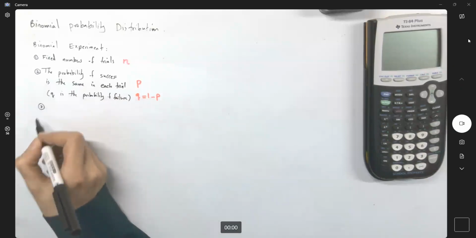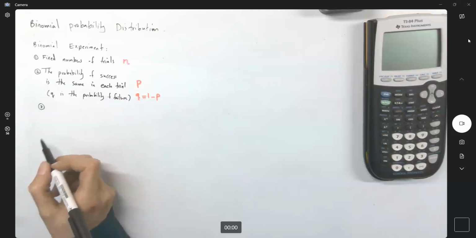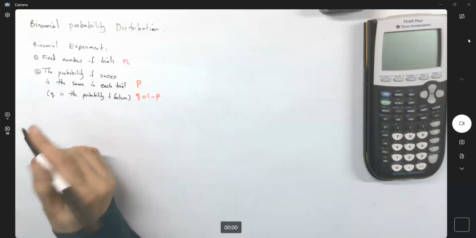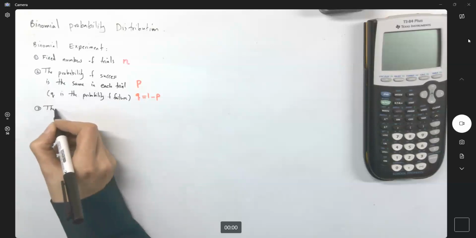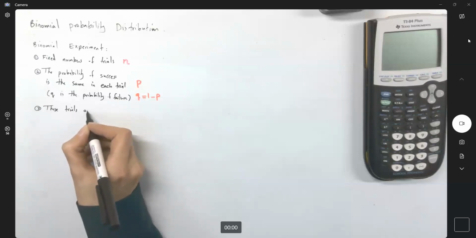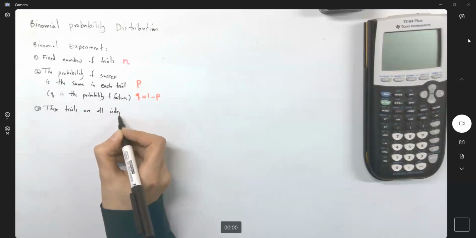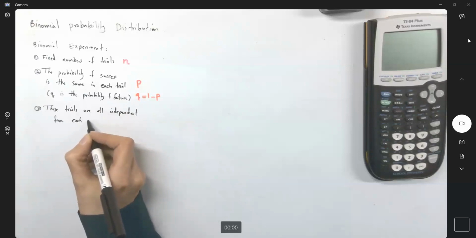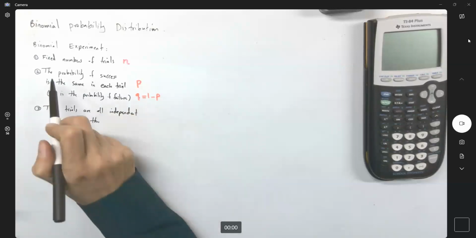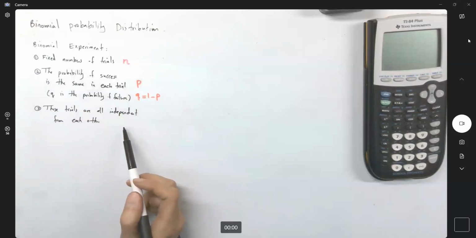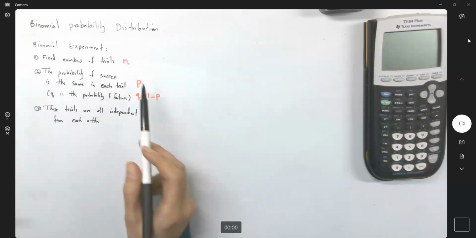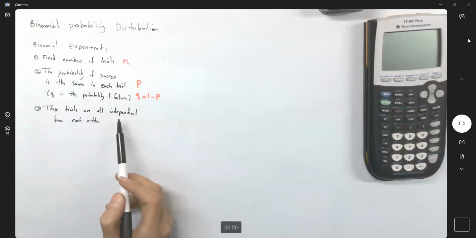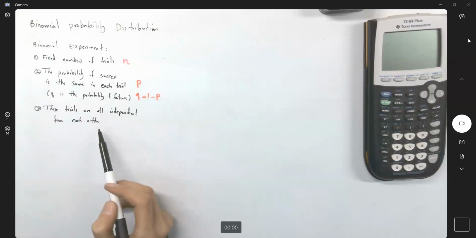The third condition is that these trials are all independent from each other. What's the meaning of that? So assume we have 8 patients and we're going to perform surgery on 8 patients. Surgery on one patient has nothing to do with the surgery on the other patient. They are independent from each other.